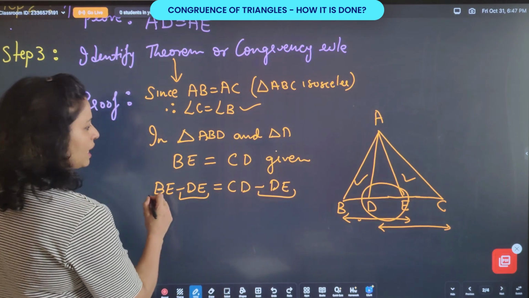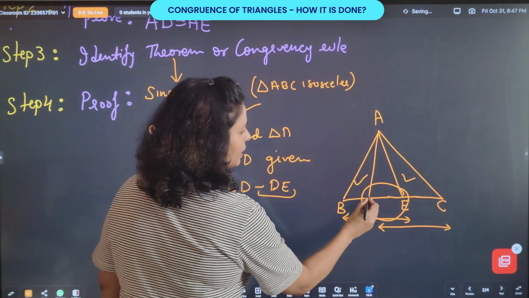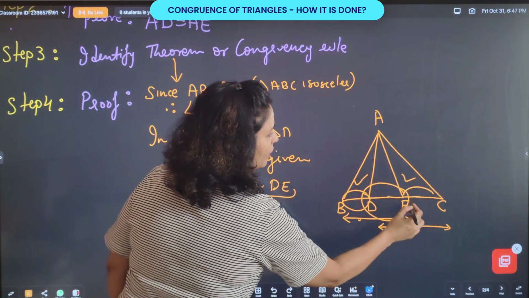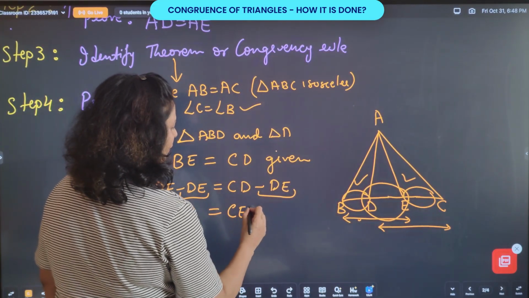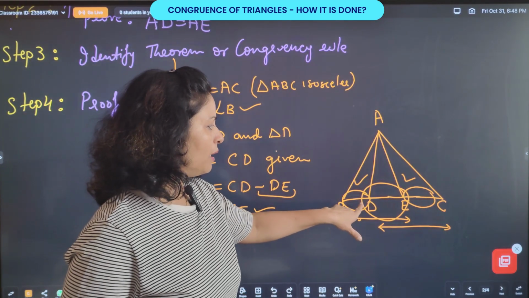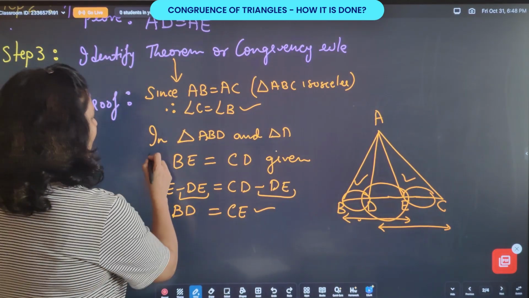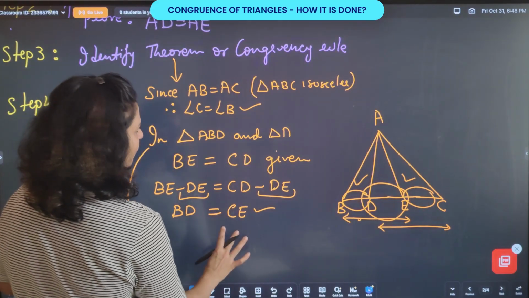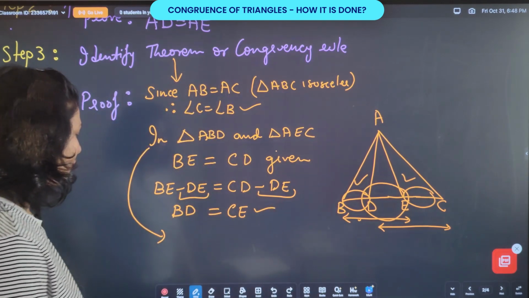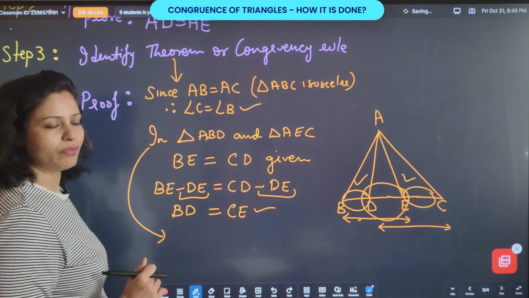Okay, so if I subtract BE minus DE, what do I get? I get BD, this part, right? And if I subtract CD minus DE, I'll get CE. Okay, so this is one thing which we get from the information which was given here. Now I will take the triangle ABD and AEC and we will see how we can do the congruency.